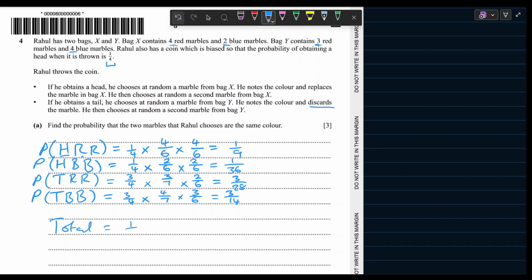Total is equal to 1 over 9 plus 1 over 36 plus 3 over 28 plus 3 over 14, and therefore the total is equal to 1 over 9 plus 1 over 36 plus 3 over 28 plus 3 over 14, and this gives us 29 over 63, and that is our final answer.